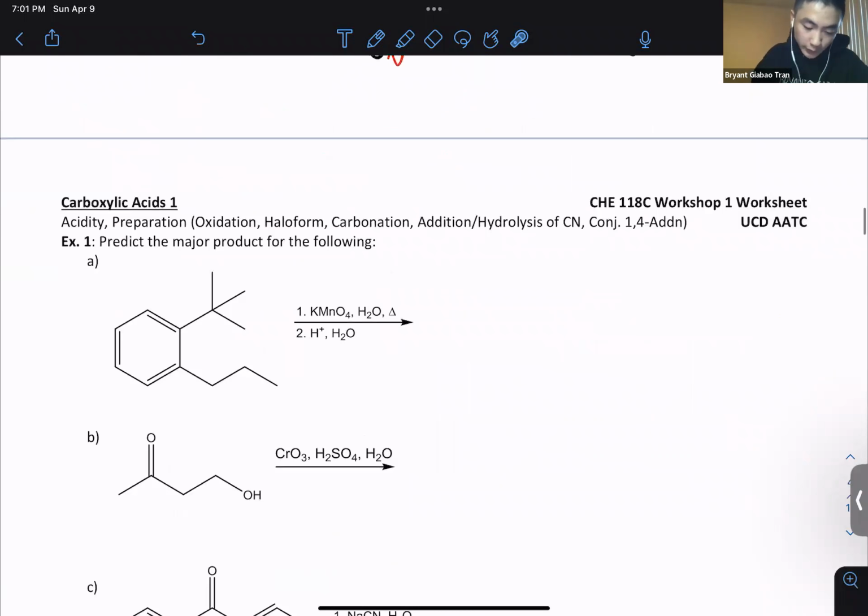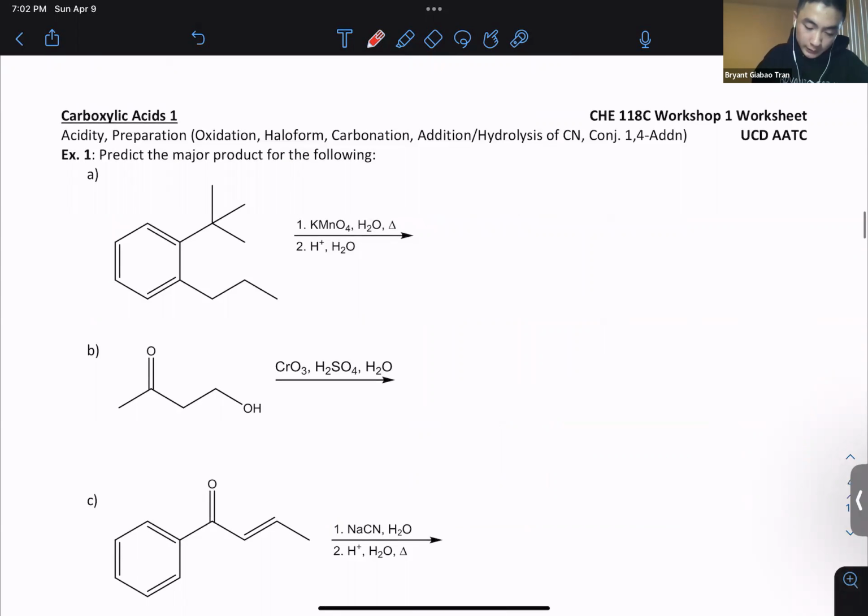Now let's go over the practice problems related to the concepts that we just went over. So we see that we have KMnO4, H2O, heat, and the acid workup as a second step. So that means that we have to look for our benzylic hydrogens. We see here this carbon does not have a benzylic hydrogen, so that will remain unreacted. This R group has 2 benzylic hydrogens, which will oxidize down into the carboxylic acid.